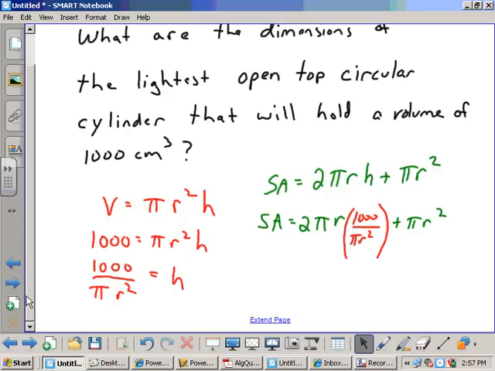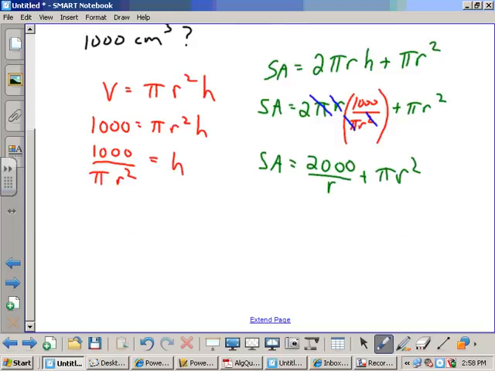Before I find my critical points by taking the derivative, I'm going to reduce and simplify as much as I can. So pi divided by pi, r over r squared reduces. And we can simplify the top. 2,000 over r plus pi r squared. Now we have our surface area equation expressed in terms of one variable.